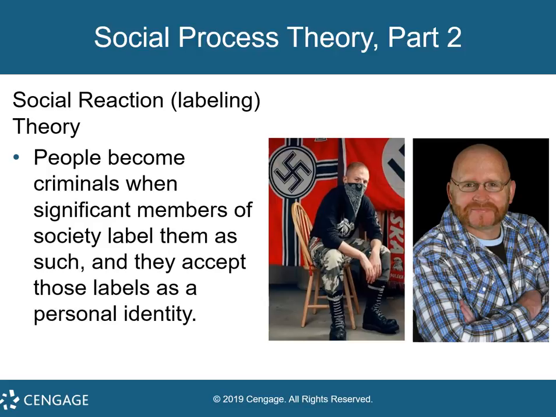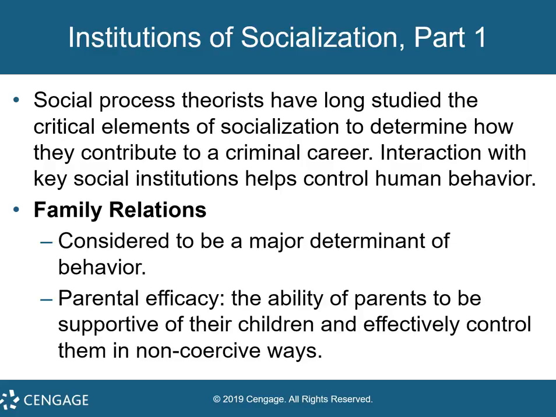And then the third one of the branch, and again, we'll get into them deeper, is the social reaction or labeling theory. It basically says that people become criminals when significant members of society label them as such, and they accept those labels as a personal identity. So again, all three forms of this social process theory or theories, they do share basic concepts.